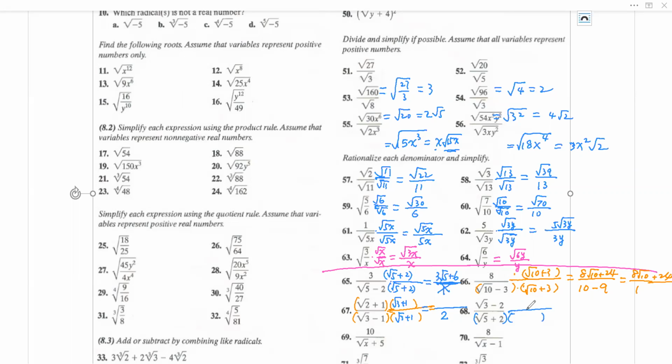Gloria, what's the conjugate for this one? For the 68? Gloria, are you there? Can you please repeat that? 68. What's the conjugate? What do you multiply top and bottom by to make it rationalized? I don't know. You don't know?